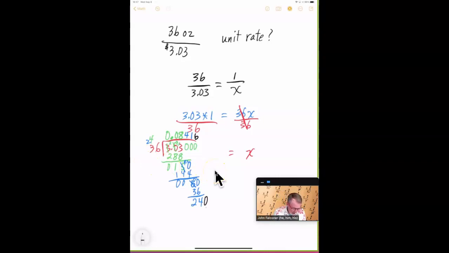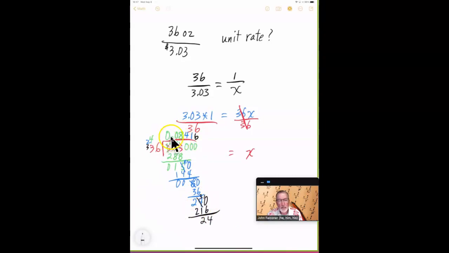6 times 6 is 36, carry the 3. 6 times 3 is 18, plus 3 is 21. And then 10 minus 6 is 4. 3 minus 1 is 2. So it looks like we might just get to an infinite sequence here. We keep getting, we're going to end up with 24 here.